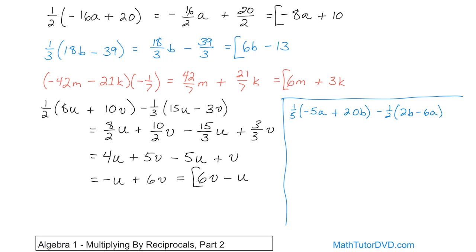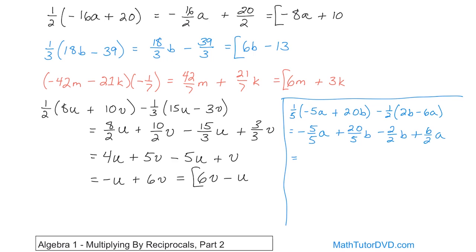1/5 times negative 5. Positive times negative is going to give us a negative. It'll be written as 5/5a because we multiply the tops, 5 times 1, and the bottom, 1 times 5, giving us this. The a comes along for the ride. And now distributing the 1/5 in, it's going to be positive 20/5 times b. Okay, and now we work on the second guy here. We have negative 1/2 times positive. Negative times positive gives us negative. It'll be 2/2b. We do multiplying the top and the bottom. And then we have negative 1/2 times negative 6a. Negative times negative gives us positive. It'll be 6/2a.